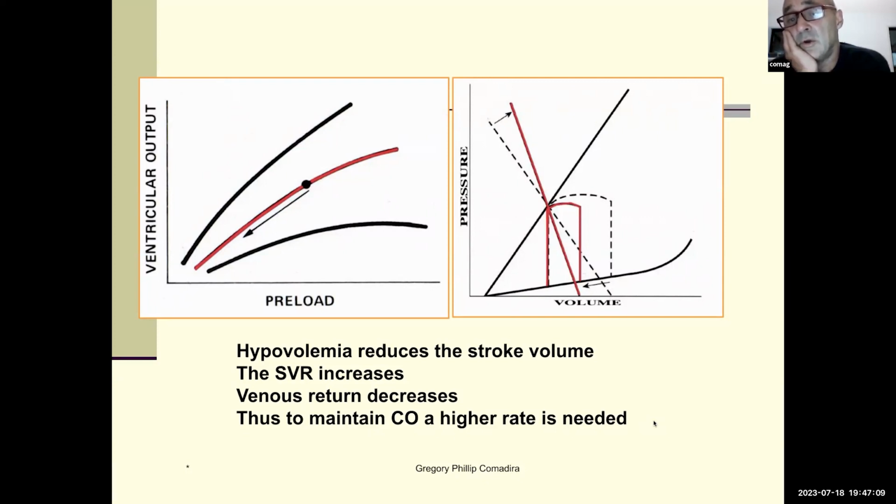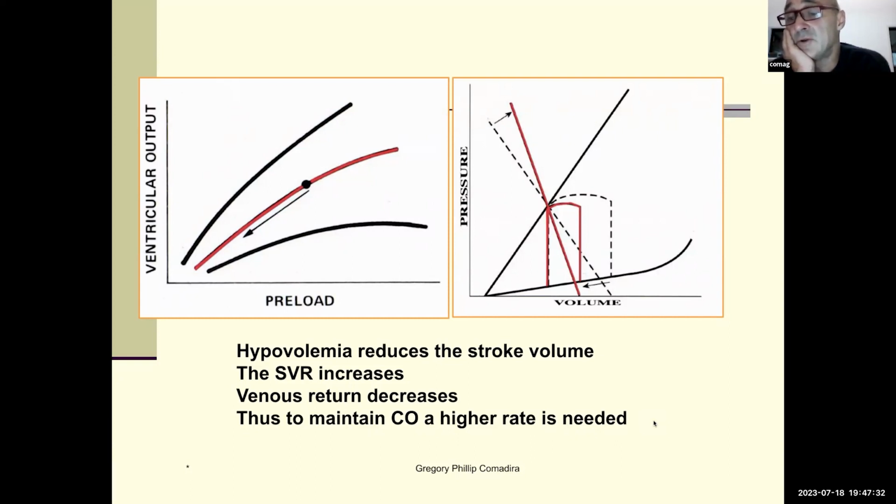Now, look what happens to the stroke volume that was in the dotted area if I merely just don't like somebody and chop off their arm and look at the amount of blood loss. The volume coming back to the heart diminishes, doesn't it?